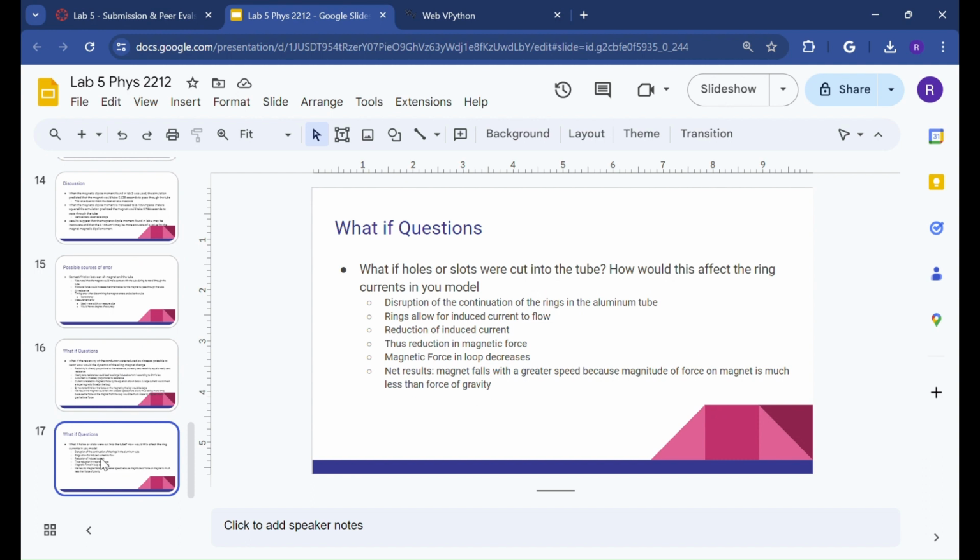What if questions? What if holes or slots were cut in the tube? How would this affect the ring? Disruption of the continuity of the ring affects the induced current that is allowed to flow, and a reduction of the induced current affects the magnetic force. Thus the magnetic force will decrease, and the magnet falls with greater speed because the magnetic force on the magnet is much less than the force of gravity.